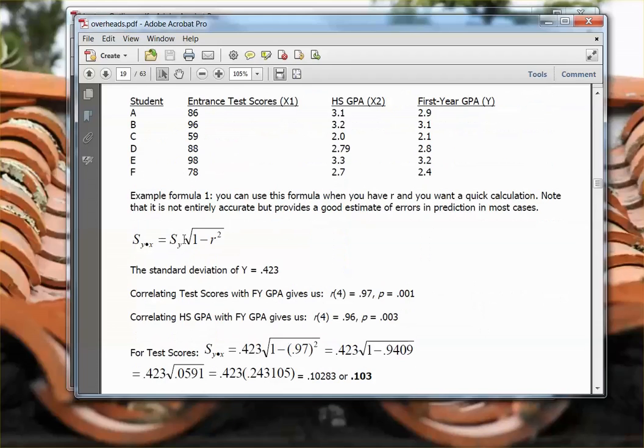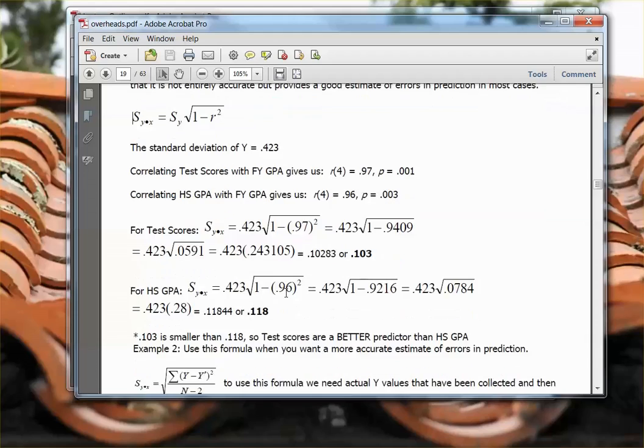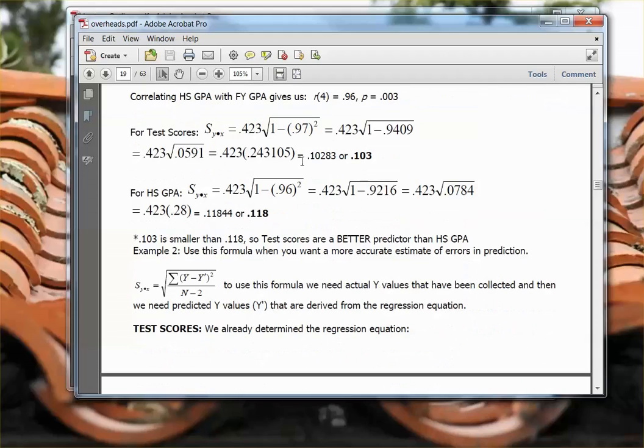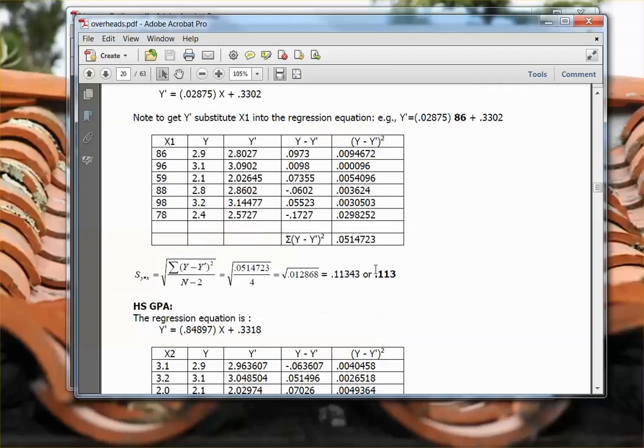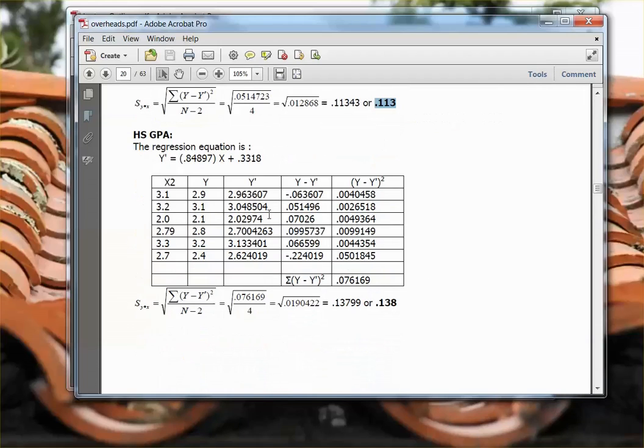Well, what you could do is generate this thing called the standard error of estimate, which is really the standard deviation of y, and the dot here means given x. So given that we have x values, what is the variability in y? And essentially we can generate this, and this text explains how you're going to do this in a couple of different ways. And we generate it for test scores, and then we generate the standard error of y given x for high school GPA, and we compare the numbers.